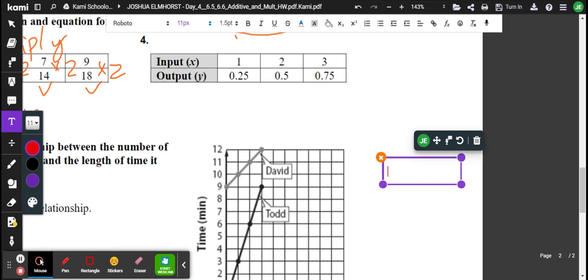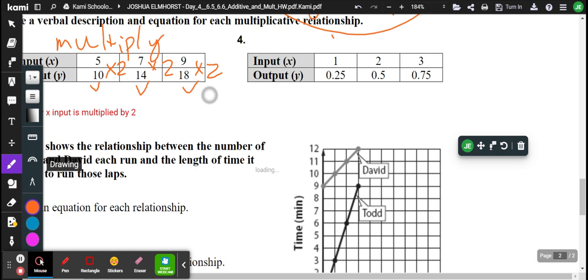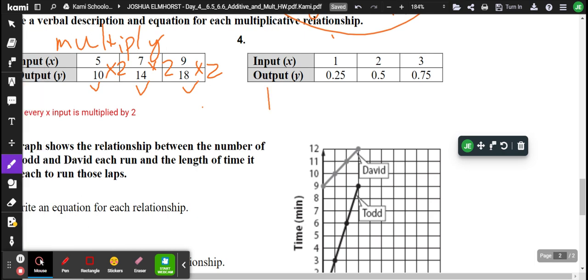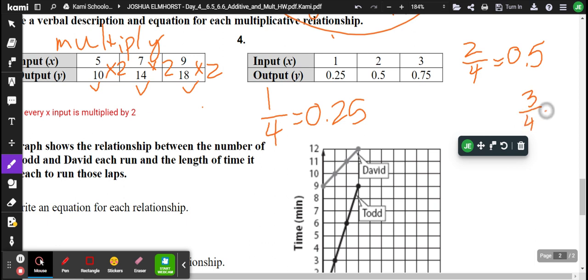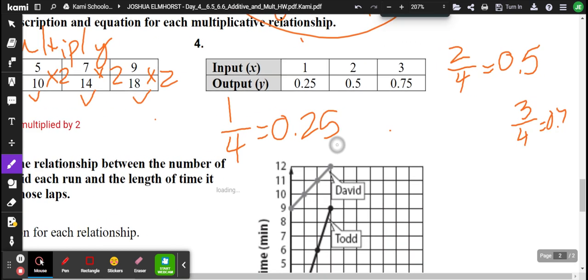So looking at the last one here, one-fourth is equal to 0.25. 2/4 is equal to 0.5. And 3/4 is equal to 0.75. So looking at the pattern in table 4, 1 divided by 4, 2 divided by 4, and 3 divided by 4 would give you the rule in the table from the input to the output.